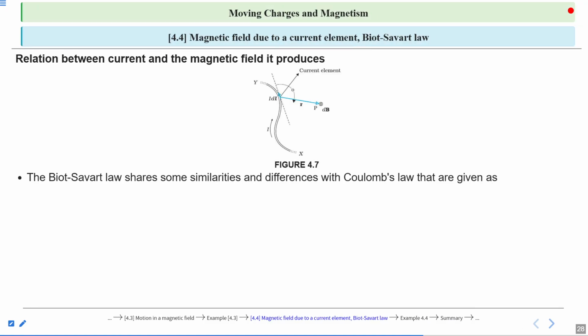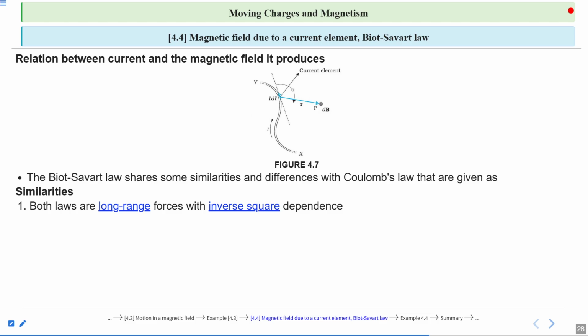So the Biot-Savart law shares some similarities and differences with Coulomb's law. Let us see. So what are the similarities? Both laws are long range forces with inverse square dependence. Both laws are inverse square laws, meaning they are inversely proportional to the square of distance r, and they are long range forces, not short range.